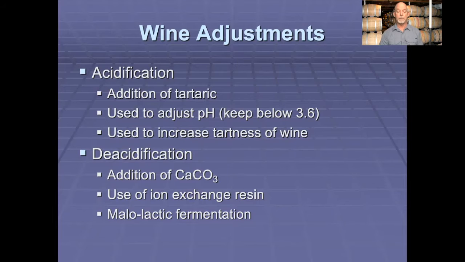You can de-acidify a wine if you have too acidic a wine by adding calcium carbonate, using an ion exchange resin, or using malolactic fermentation, which will convert the malic acid, which is the stronger, more tart acid, into lactic acid using a bacterial. This is a secondary fermentation technique.